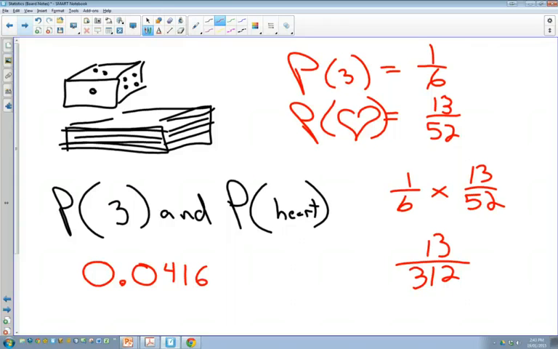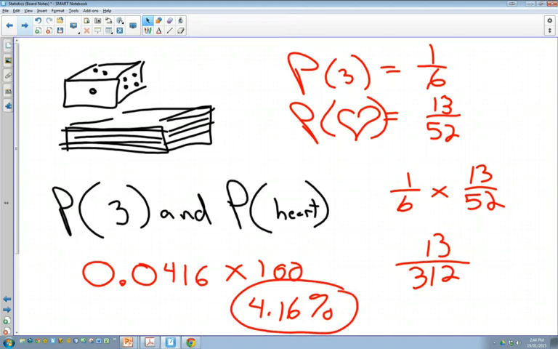416. Okay. What's that as a percentage? 0.04. No. Multiply it by 100. Times 100, right. It's 4.16%. So that's the probability of me doing that. The probability of me rolling a 3 and drawing a heart is 4%. I got a 4% chance of doing that. That's how probabilities are calculated using the probability formula. Okay?